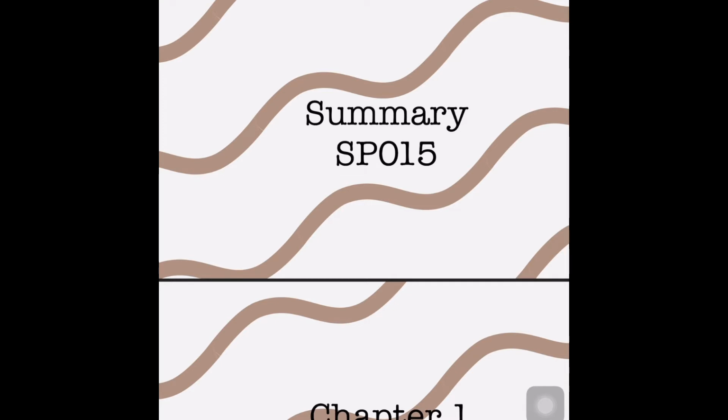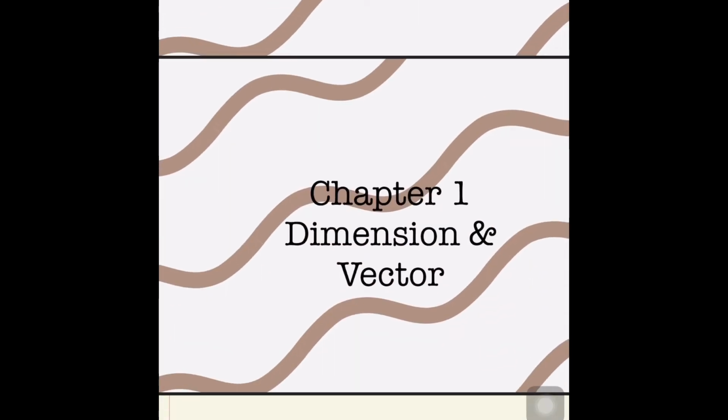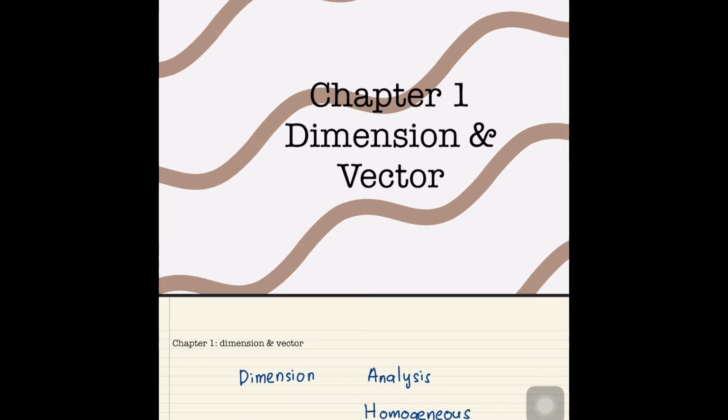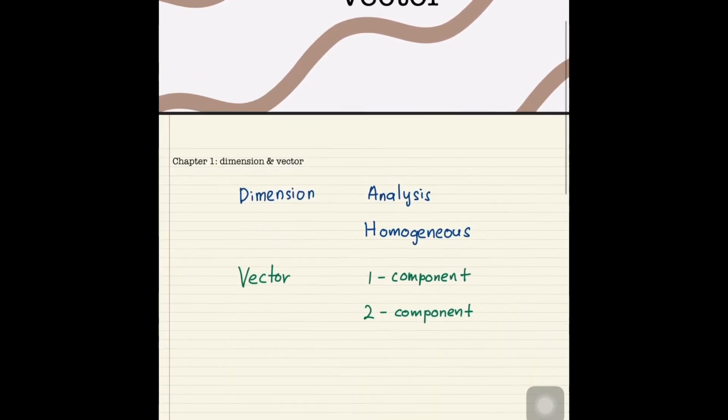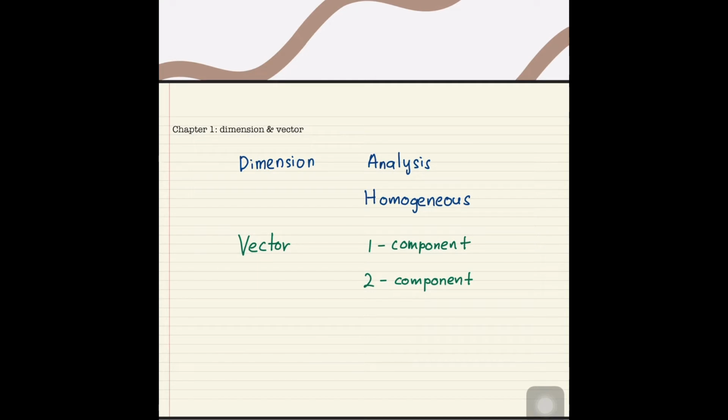So in this video, I would like to do a summary about chapter 1. Okay, so this chapter is about dimension and vector. It's an important chapter. Okay, there's a couple of things you need to know about this topic. One is about how to do dimension analysis and whether you can determine whether an equation is homogeneous or not.